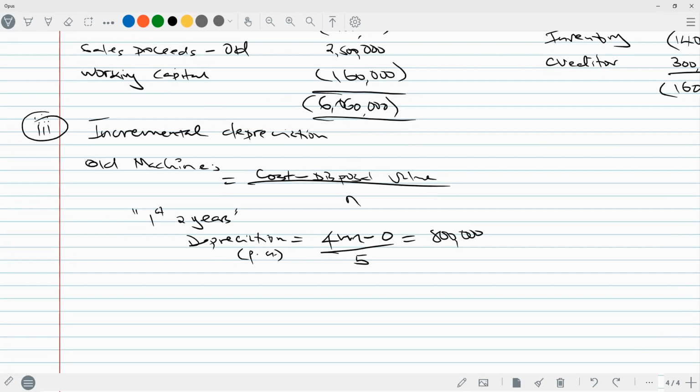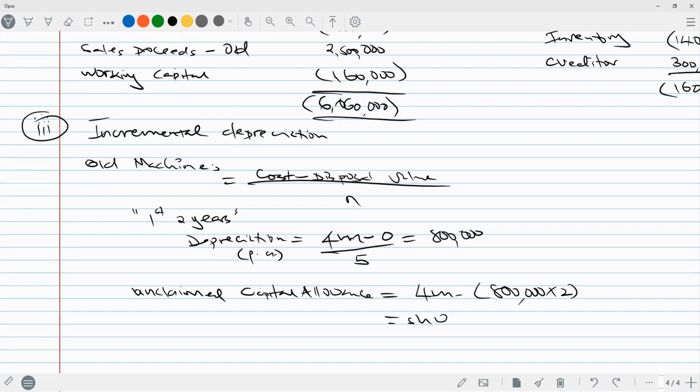Therefore, the unclaimed capital allowance, or the remaining allowance for this machine, is equal to the cost, which was 4 million, minus 800,000 multiplied by the 2 years it has been used. This gives 2.4 million shillings. It implies that going forward, the total amount the company can claim from this machine is 2.4 million shillings. So that's clear.